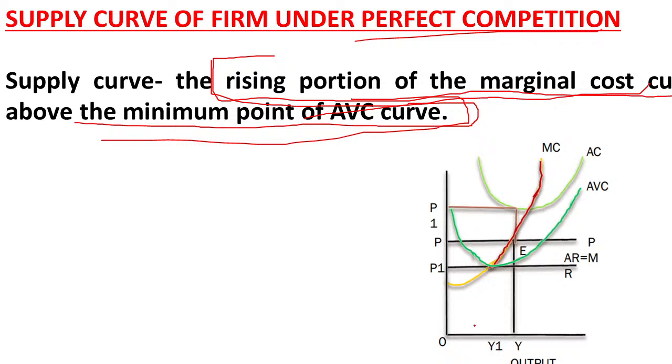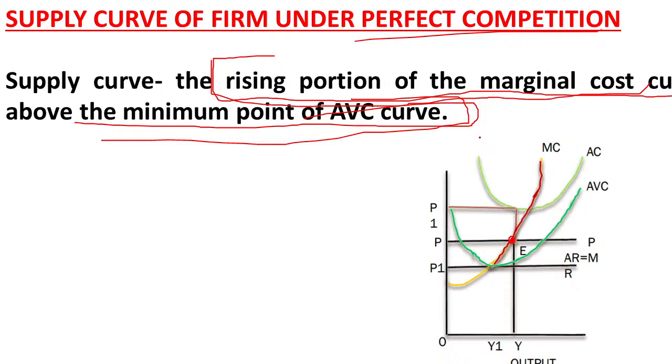So here you can see this is the marginal cost curve, this is the average variable cost curve, and this is the average cost curve. So here MC is equal to MR. This point is known as the equilibrium point, because the marginal cost curve is intersecting the marginal revenue curve from below.